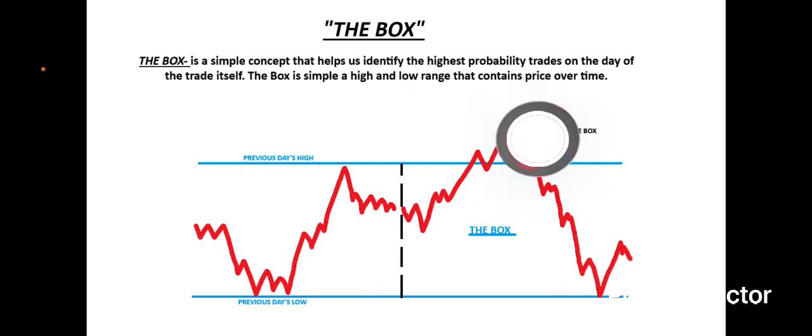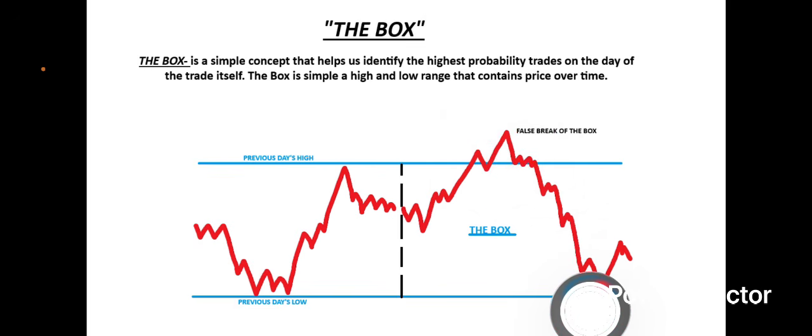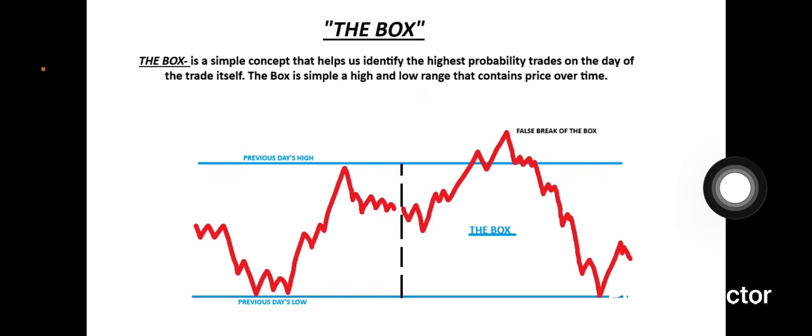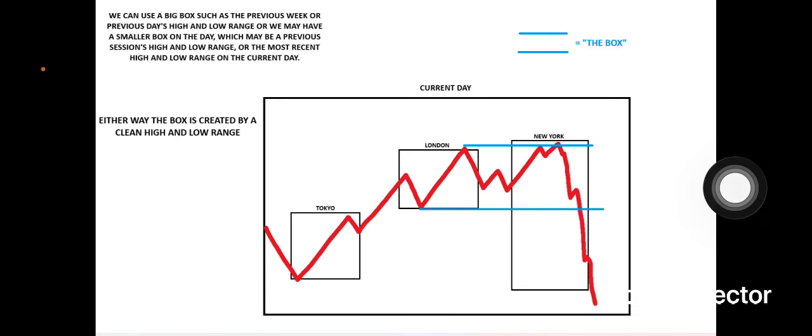Once we take out the high of that box, the next most likely target is going to be the opposite side of the range, or the low of the box. Now we can use a big box, such as the previous week or the previous day's high and low range, or we may have a smaller box on the day, which might be a previous session's high and low range, or the most recent high and low range on the current day before we get to New York. Either way, the box is created by a clean high and low range.